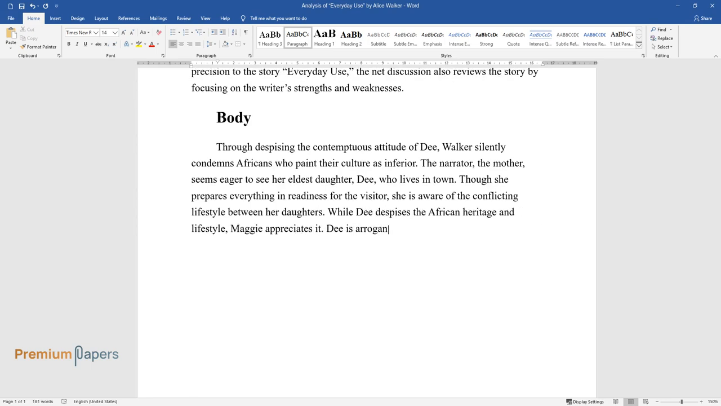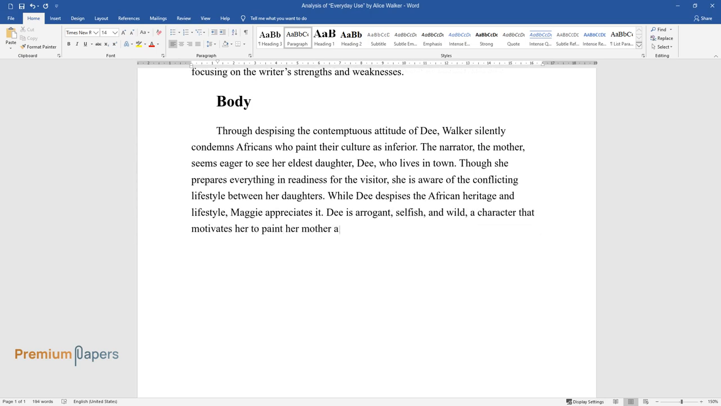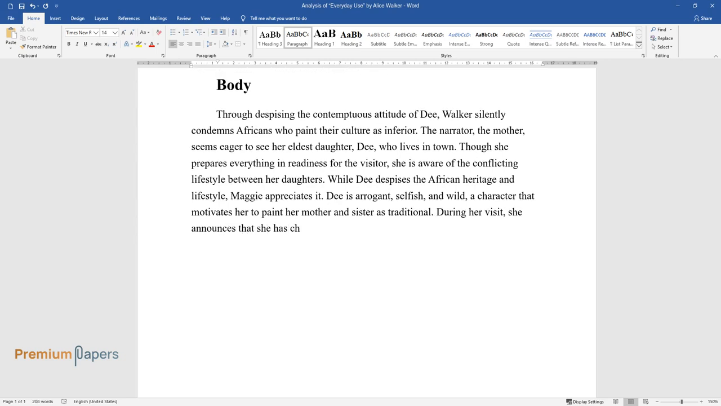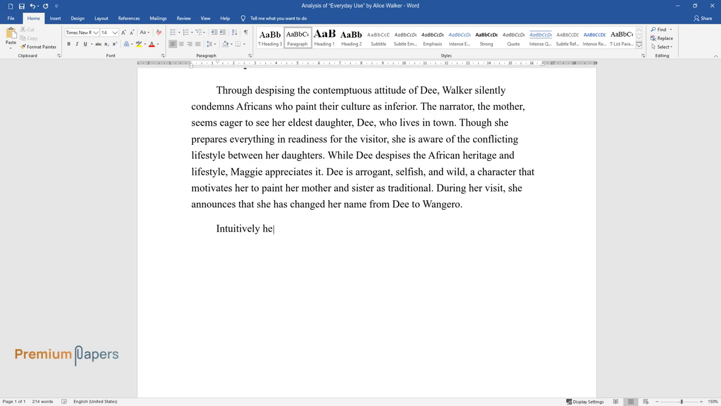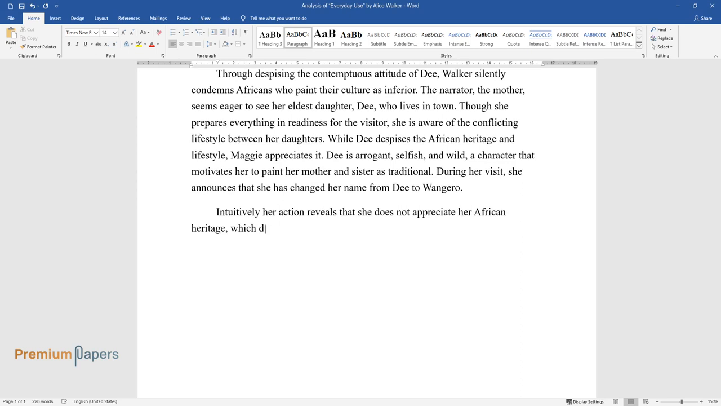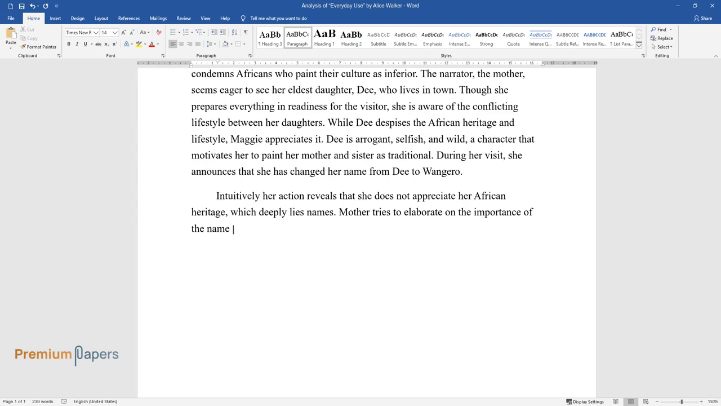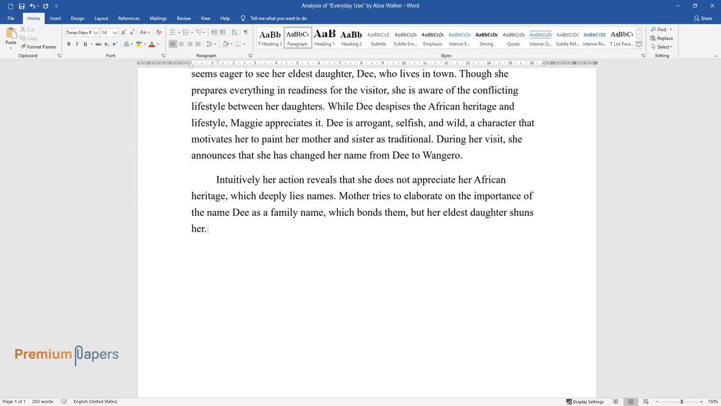Dee is arrogant, selfish, and wild, a character that motivates her to paint her mother and sister as traditional. During her visit, she announces that she has changed her name from Dee to Wangero. Intuitively, her action reveals that she does not appreciate her African heritage, which deeply lies in names. Mother tries to elaborate on the importance of the name Dee as a family name, which bonds them, but her eldest daughter shuns her. Although the mother is unhappy with her decision, she yearns to pronounce the name.